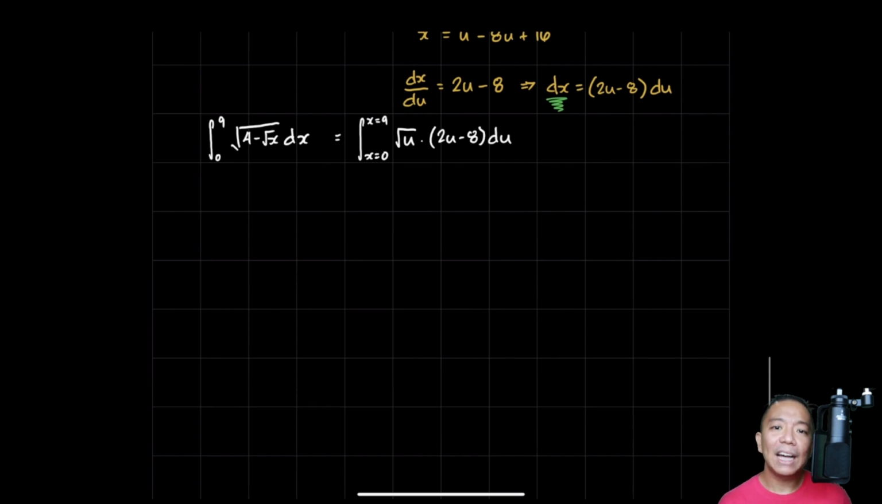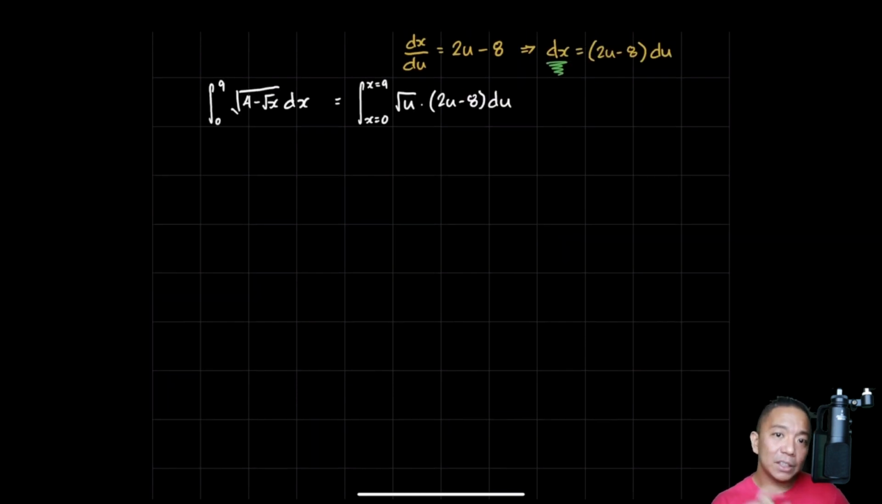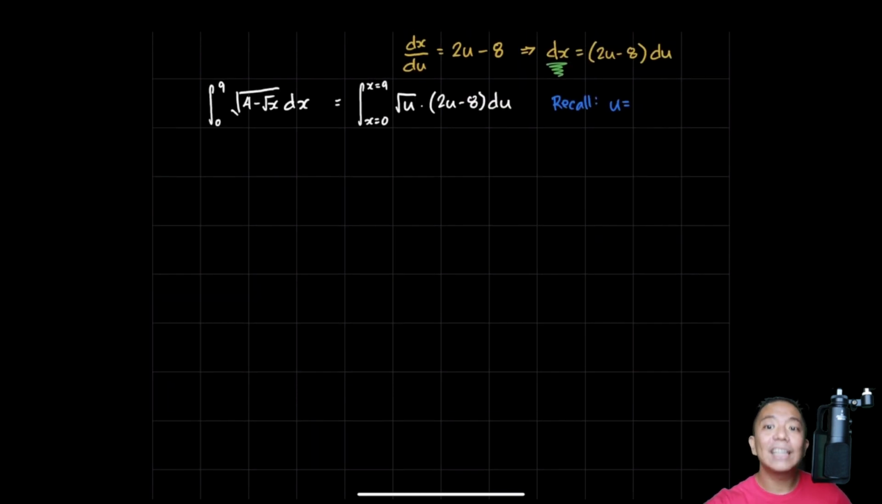Yung last step na lang na natitira ay yung limits of integration ibabalik natin or dadalhin natin kay u. At yung ating conversion na natabunan sa taas, just recall it sa right side, u is equal to 4 minus square root of x. So, if x equals 0, then u equals 4. If x equals 9, then u is equal to 4 minus square root of 9 or 4 minus 3 or 1.